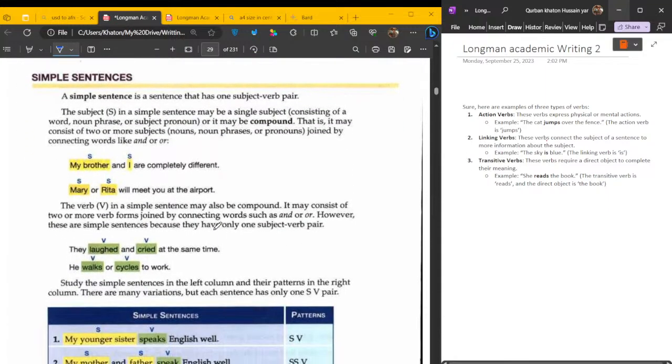A simple sentence is a sentence that has one subject-verb pair. Okay, so these are simple sentences. My brother and I are completely different.